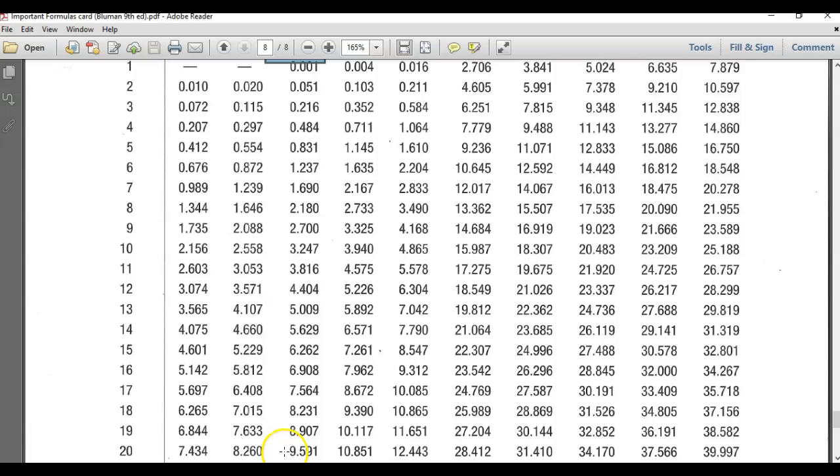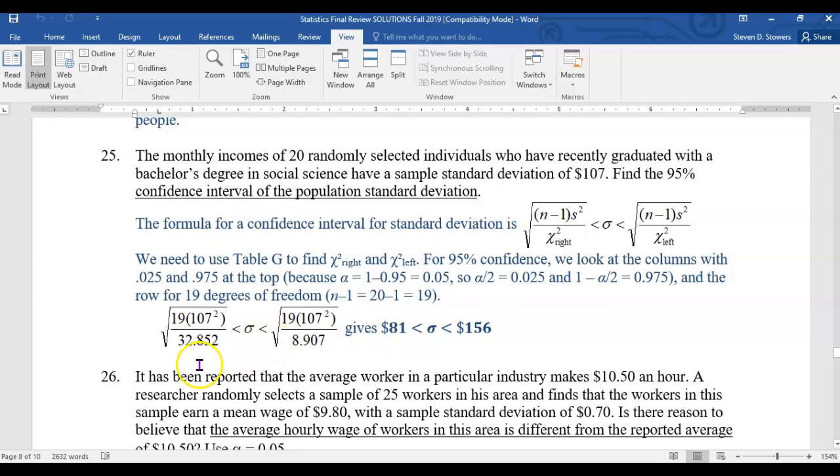So the numbers are, well, I guess I should start with 32.852 and then 8.907. So those go down in the denominators of these expressions. The n-1 is 19, the standard deviation is 107, and that gets squared as a part of the formula. And when you calculate this out, it comes to 81 to 156.